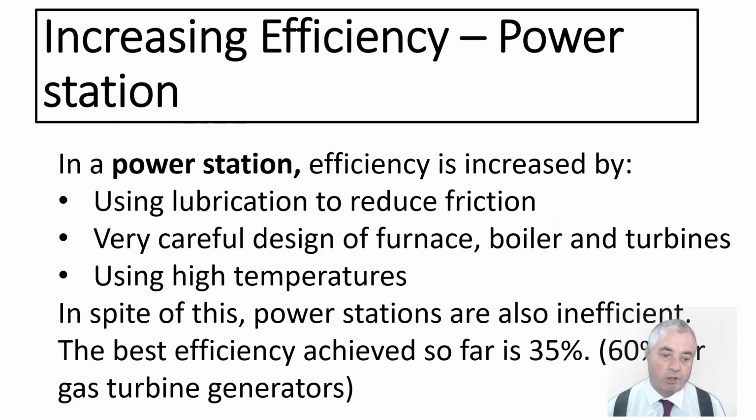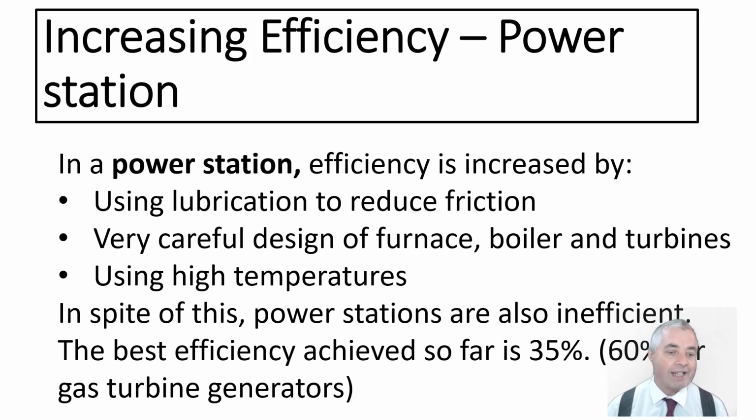What about power stations? Because we generate a lot of electricity. How do we make a power station as efficient as possible? Well, it's very similar to a car. We can use lubrication for the moving parts to reduce friction. We can design the furnace and the boiler and the turbines. If you're not sure what those mean, don't worry, because we're going to cover how power stations work in another video. But if you design those very carefully, you can make the efficiency better.